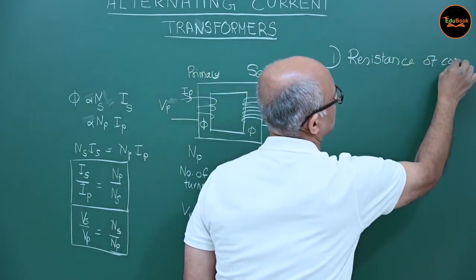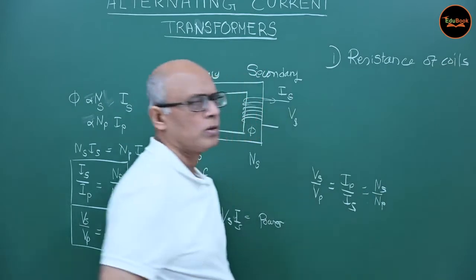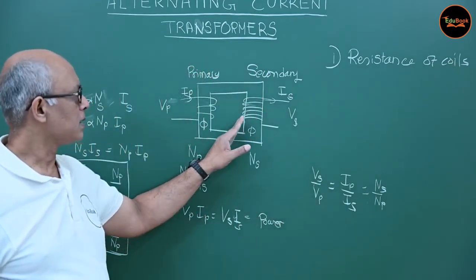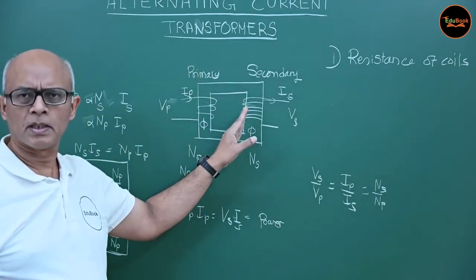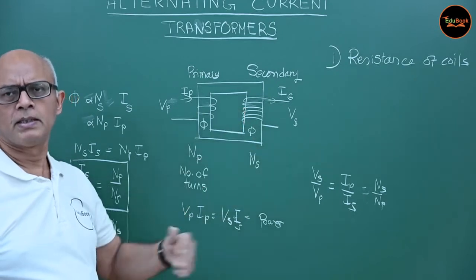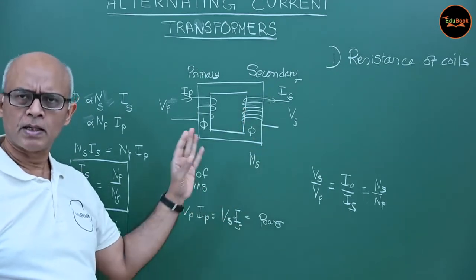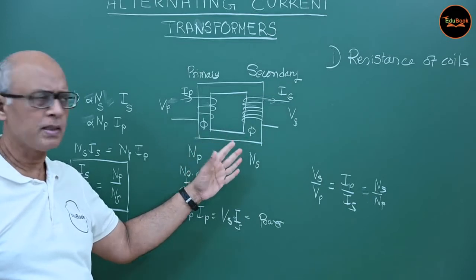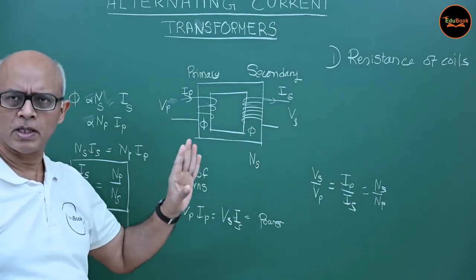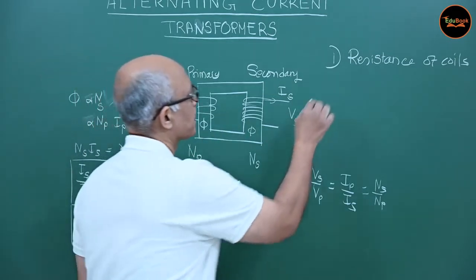Resistance of the coils. Because there is quite a lot of length of wire involved here, and these have resistance, and the current flows through that, heat will be generated, and some amount of power will be lost. Okay, so that's number one.